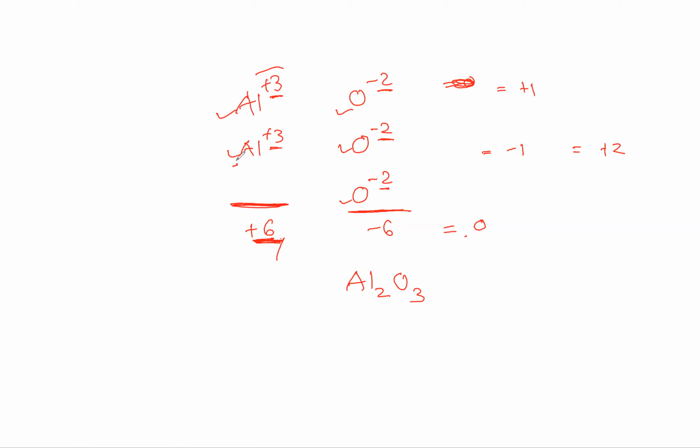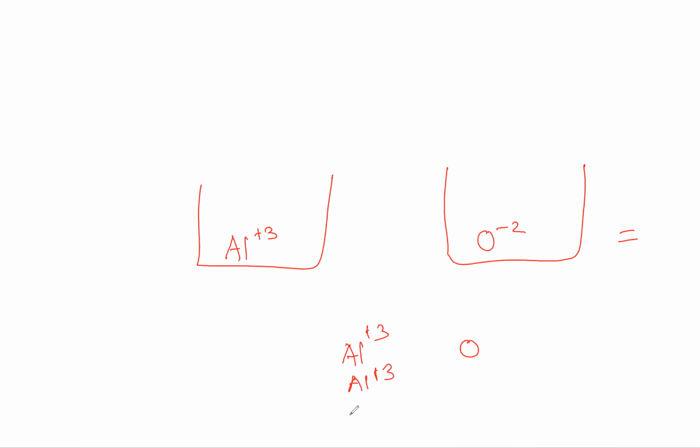All right, so I think the way I am writing it doesn't make sense to you. So let's say I have 2 buckets, right? In one bucket I have aluminum plus 3. In here I have oxygen minus 2, right? What I'm asking you to do is add whatever number of each, maybe like 1000 of aluminum plus 3, and 1000 of O minus 2.